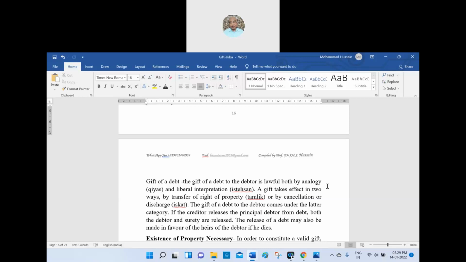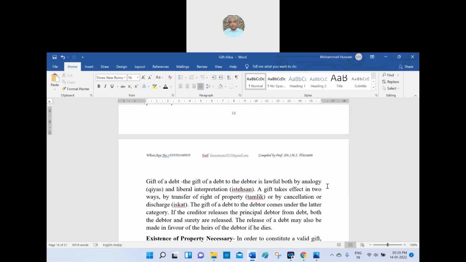So a gift of a debt, or the gift of a debt to the debtor, is lawful both by analogy, qiyas, and by liberal interpretation, that is called istihsan. Analogy means qiyas, that is a source of law. A gift takes effect in two ways. How? By transfer of the right of property, that is called tamlik, or by cancellation or discharge.